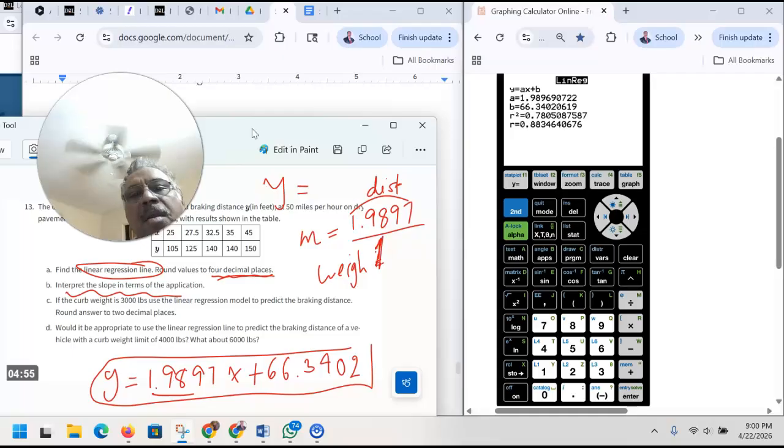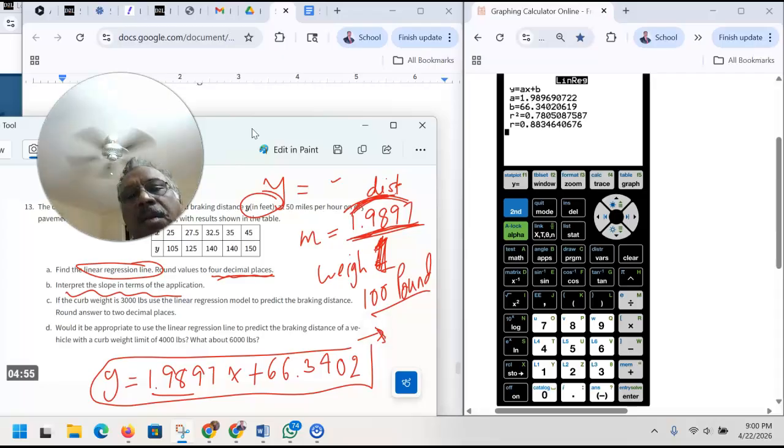So every time you increase by one, because this is given in 100 pounds, it means whenever the weight of the car is increased by 100 pounds, because one means 100 pounds, the distance traveled is almost like two. I think this is in feet, so round it to 2 feet. That means the stopping distance increases by 2 feet. So that's what it is.